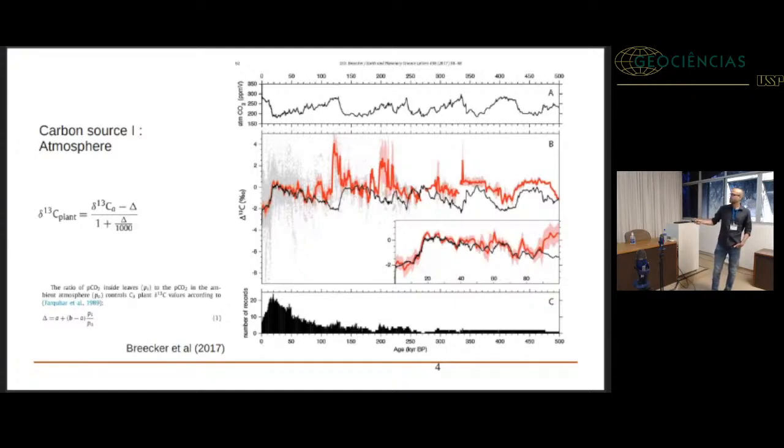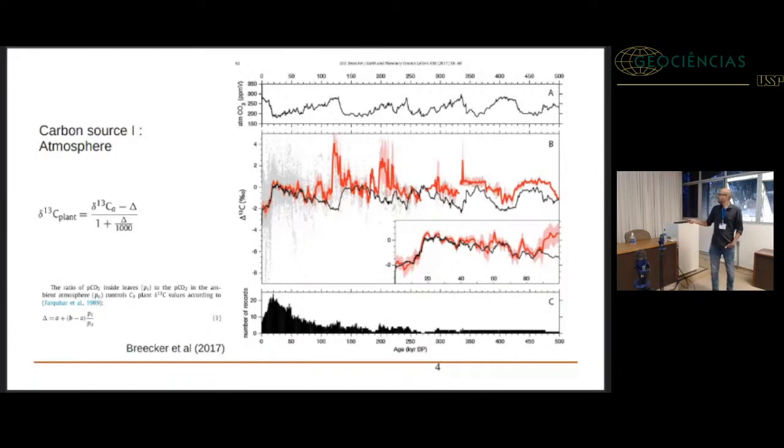So this delta is related to the concentration of CO2 in the atmosphere. This is the isotopic composition of the CO2. So if you change the isotopic composition of CO2, if you change the concentration of CO2 in the atmosphere, this will affect the δ13C values in your plants, which will provide these values to the soil as well.